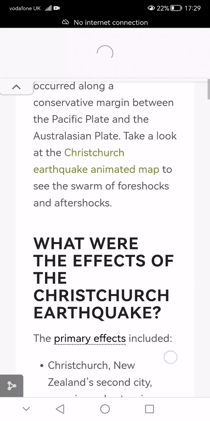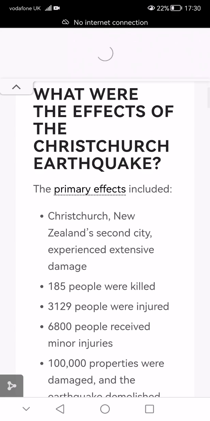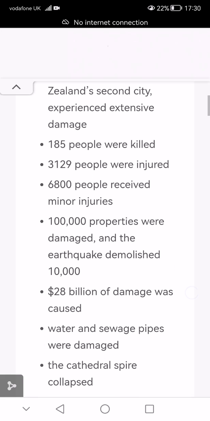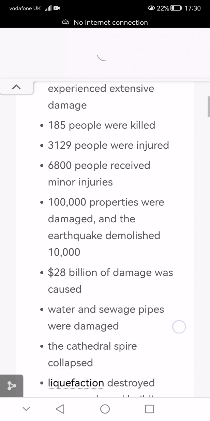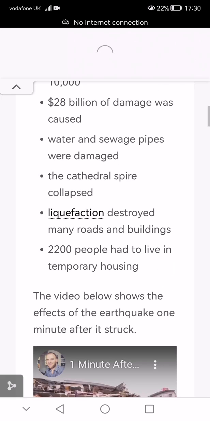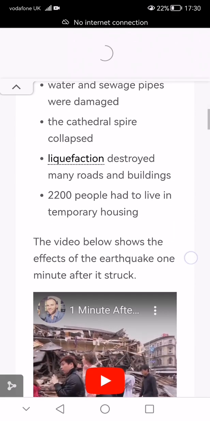Just some key information. In terms of the effects, there were many primary effects worth remembering. The more you remember these, the more chance you get of getting a top mark answer in a 9 marker. So 185 people died, 3,129 people were injured, 6,800 people received minor injuries, 100,000 properties were damaged, $28 billion worth of damage was caused. You also had water and sewage pipes damaged, the cathedral spire collapsed, and there was liquefaction. This means where the ground becomes so unstable that more buildings and roads and infrastructure fall into it, with 2,200 people living in temporary housing.